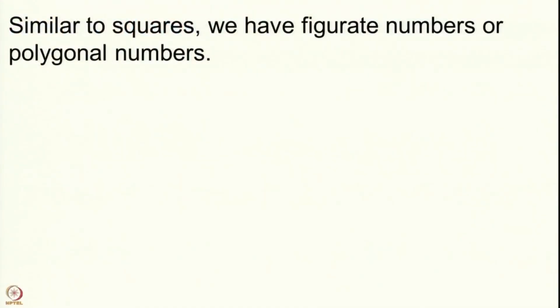Similar to squares, we have figurate numbers, also known as polygonal numbers. So, squares are the numbers which can be written in a grid of squares. This is 1, 2 and then you have a grid of squares to write 9.